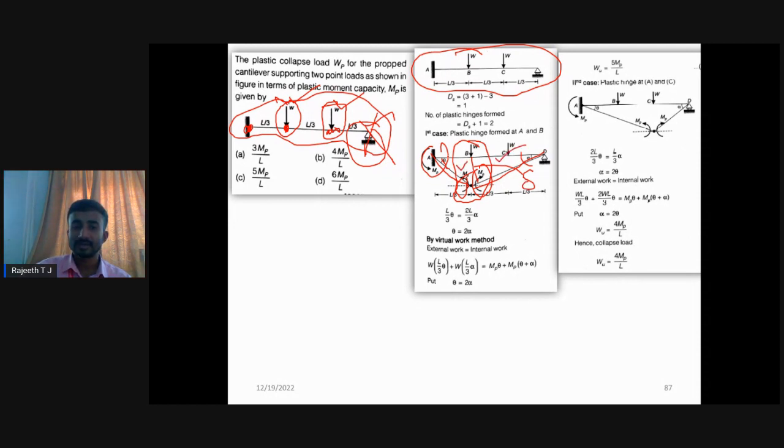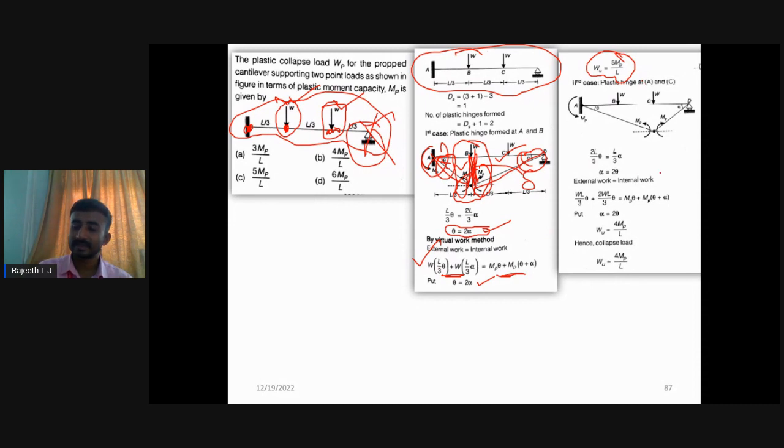Here the rotation is taken as theta. Here they took the rotation as alpha. So they calculated the relationship between theta and alpha. Wherever you have theta, we can substitute 2 alpha. Wherever you have alpha, you can substitute theta by 2. So in the first case, they considered the deflection under this load. Then the external work done will be like this, and the internal work done will be this one. If you equate these two, then you are going to get the collapse load for the first case as 5 MP by L.